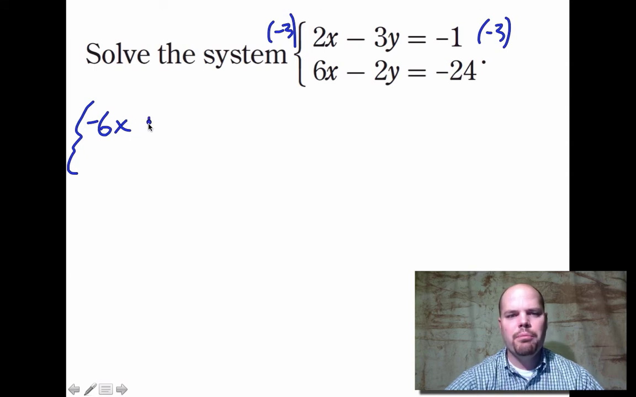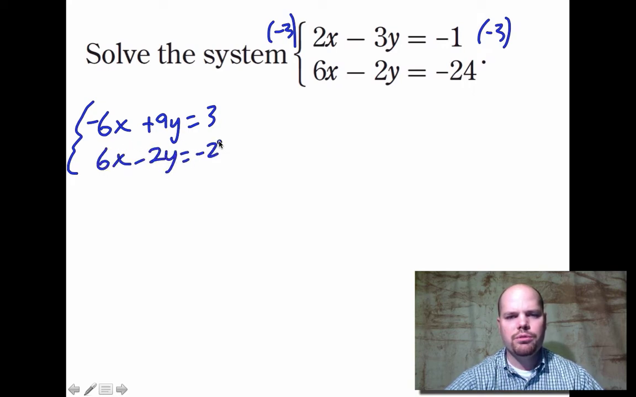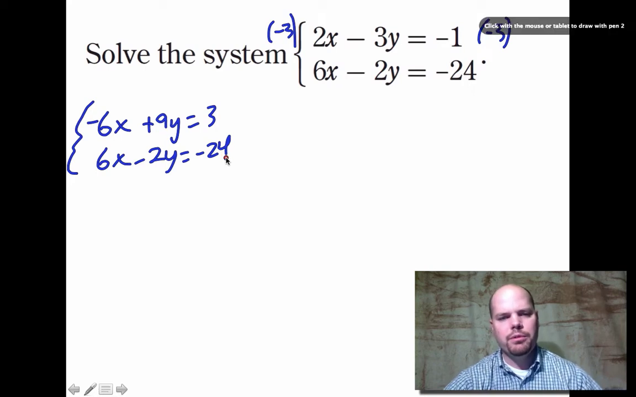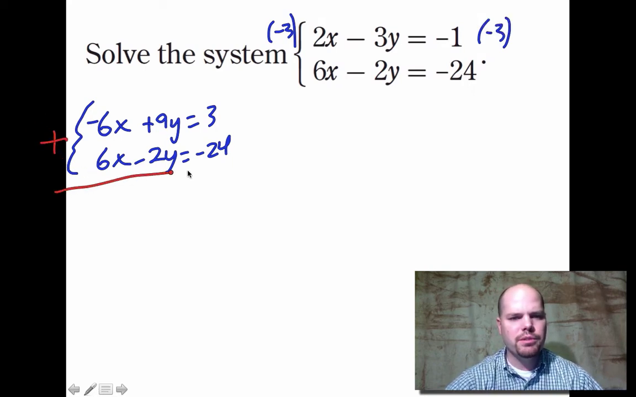All right, so my new system is -6x plus 9y equals a positive 3. The bottom one won't change: 6x minus 2y equals -24. Then we have a pair of opposites, so we can add these two equations and get 0x plus 7y equals -21. Divide by 7, y equals -3.